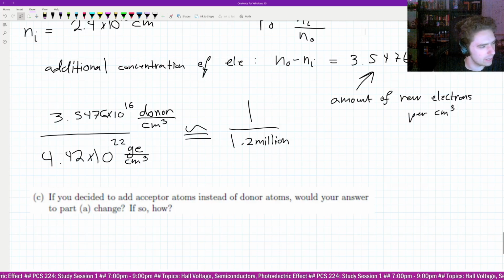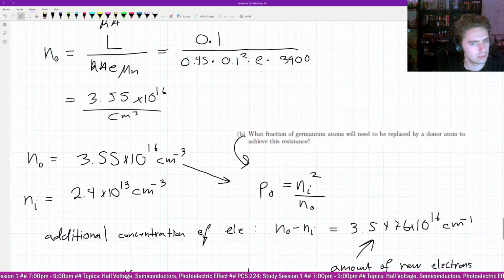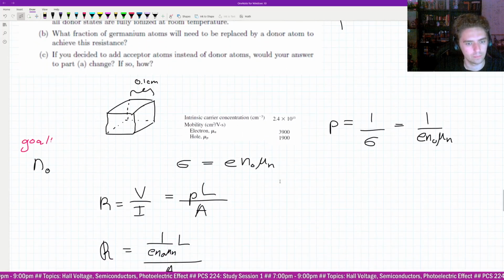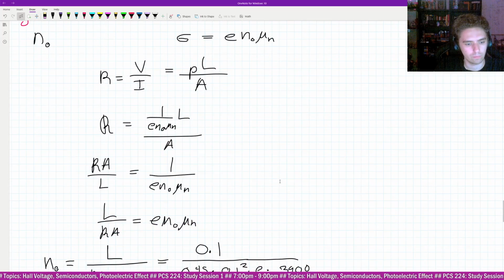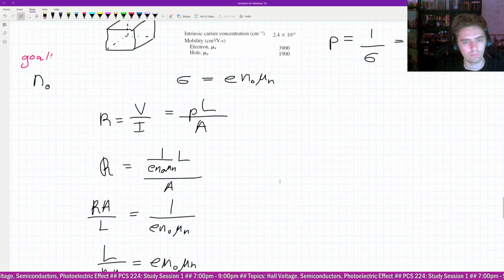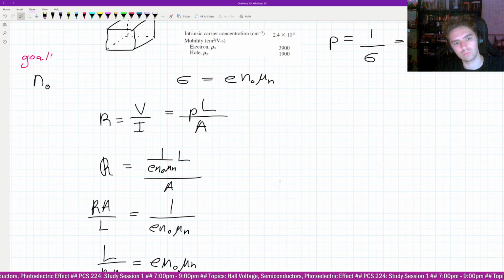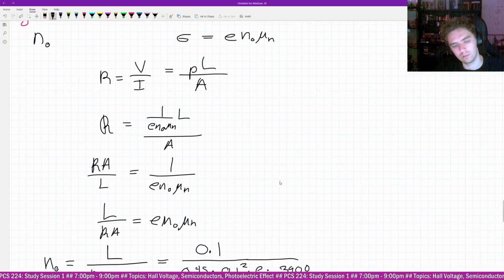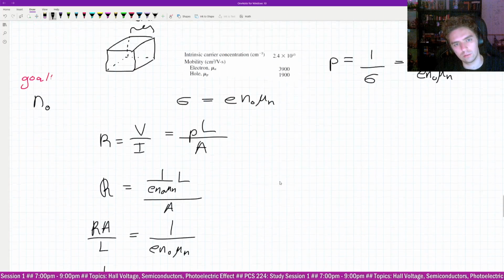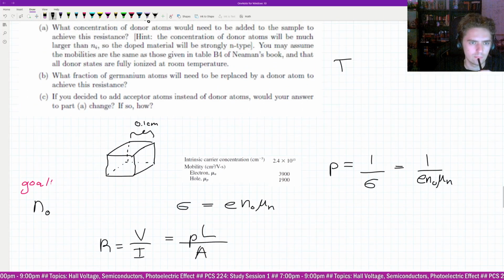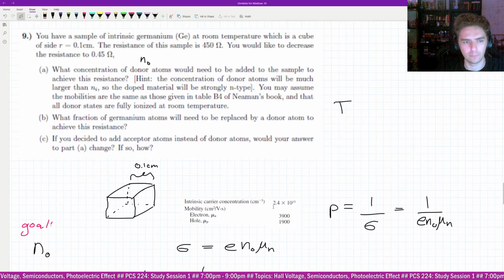Can we get this number somehow? It says the density of acceptor. So go back up to what we did for question A. Literally, we're going to do that exact same question over again. So R_A over L is equal to 1 over E N0 mu N, and instead of N0 mu N, just do P0 mu P. Because we're assuming that in adding acceptor atoms, we don't have to worry about the concentration of donor atoms. That makes sense to make that assumption, and then we can solve the question. But why are we making that assumption?